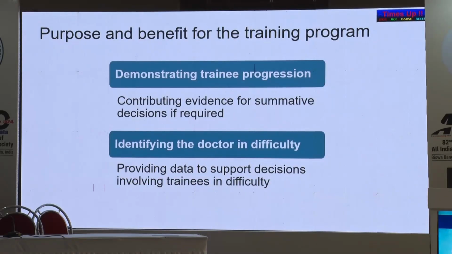For the training program, what we've noticed is it gives us evidence in terms of whether we want to take them to the next step. If you want to recruit them, if you want to move them to another program, what needs to be done. Also in trainees in difficulty, we've sent a couple of our trainees who were not able to do cataract surgery to Akshay to make them work on a simulator in Bombay.